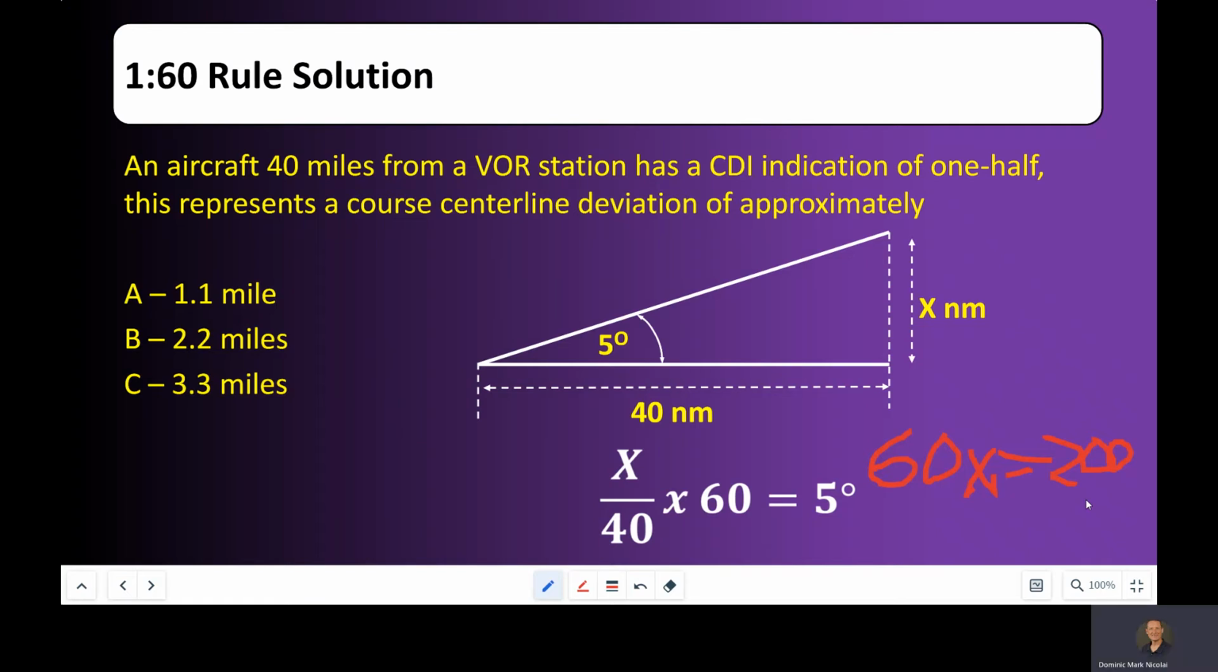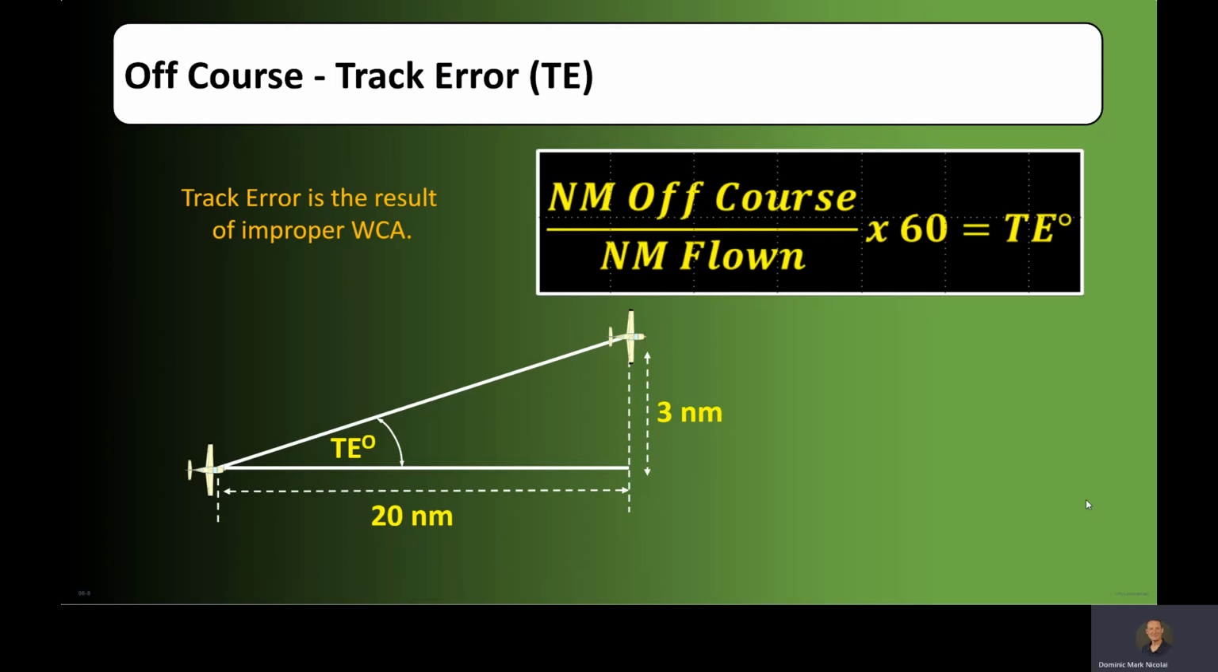All right, let's see if we can get this plane into first gear here. All right, so that's the 1 in 60 rule, and it's used for a variety of types of formulas that you could be asked about. So it's kind of the basis for a lot. And one of the favorite questions from the FAA is an off-course problem.